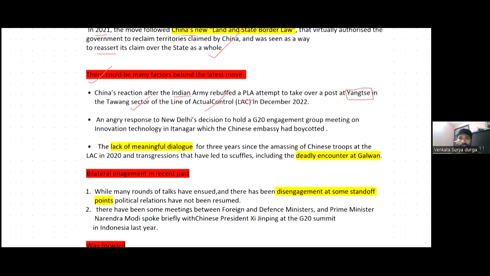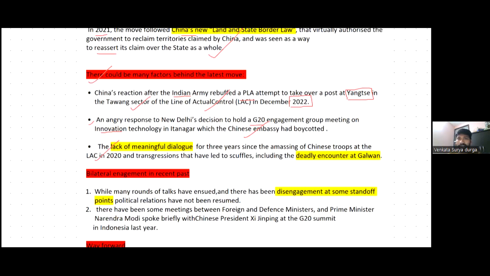Right. So this took place in 2022 at the Line of Actual Control. This also came especially after India, as part of G20 engagement, held an innovation technology meeting in Itanagar. This meeting was boycotted by the Chinese embassy, and this was also seen because India has been holding G20 meetings in Arunachal Pradesh. And the other reason is that there is a lack of meaningful dialogue between both sides, the Indian side and the Chinese side, which is one such reason for the latest move from China.